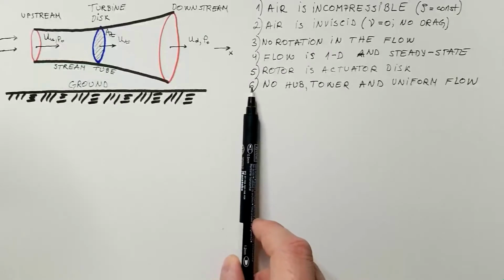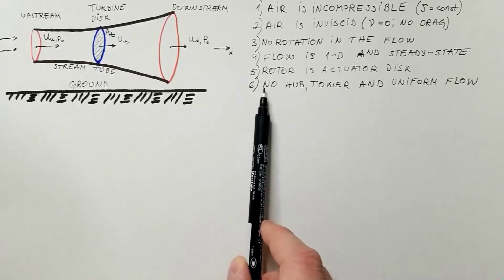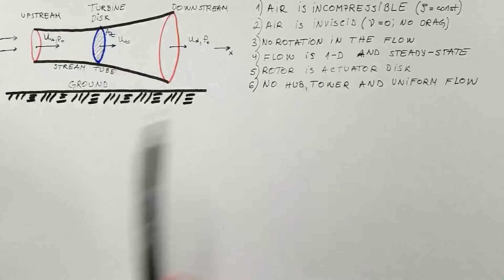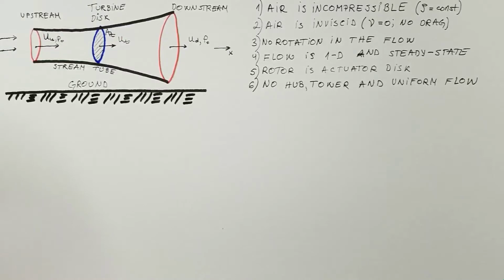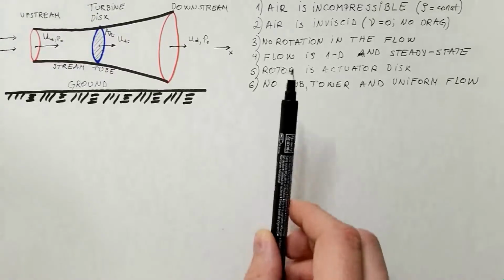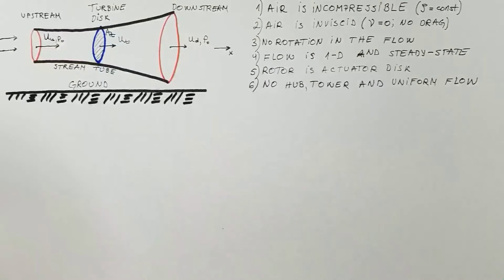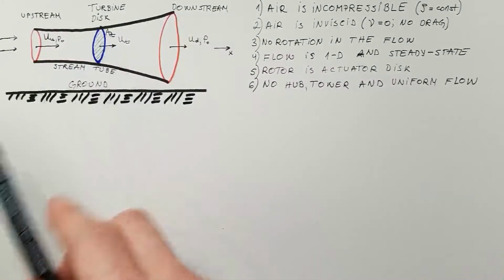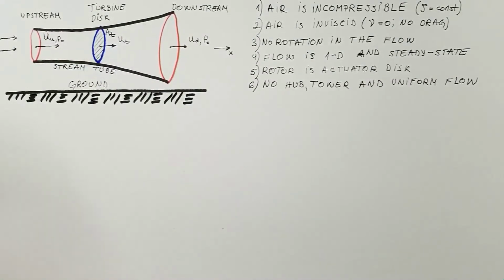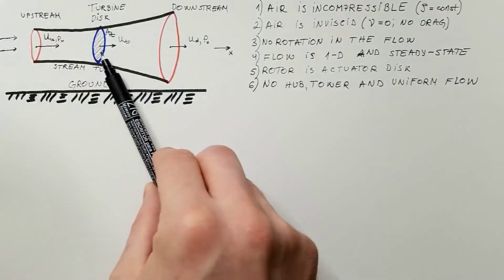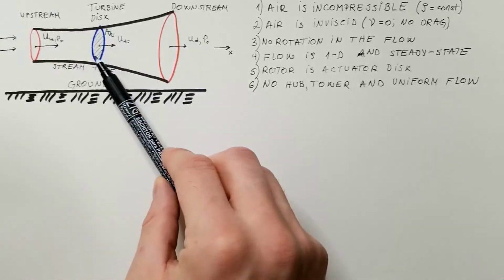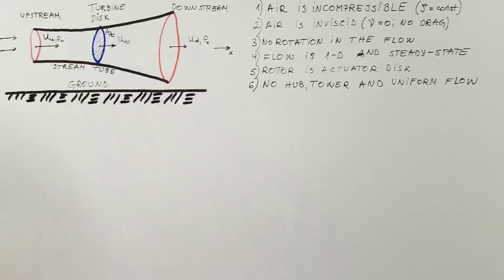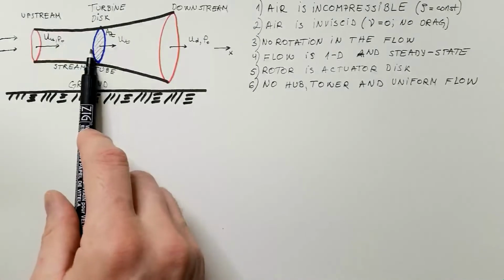Let's first examine 6 before 5. Six says this turbine has no hub and tower, as you can see. Five, rotor is the so-called actuator disc. What does that mean? That means rotor is made up of an infinite number of blades. In reality, we usually have 3 blades, but here we assume there is an infinite number of blades which actually make this rotor a disc, and that's why I call it turbine disc. And this disc is permeable, which means air can pass through the disc.